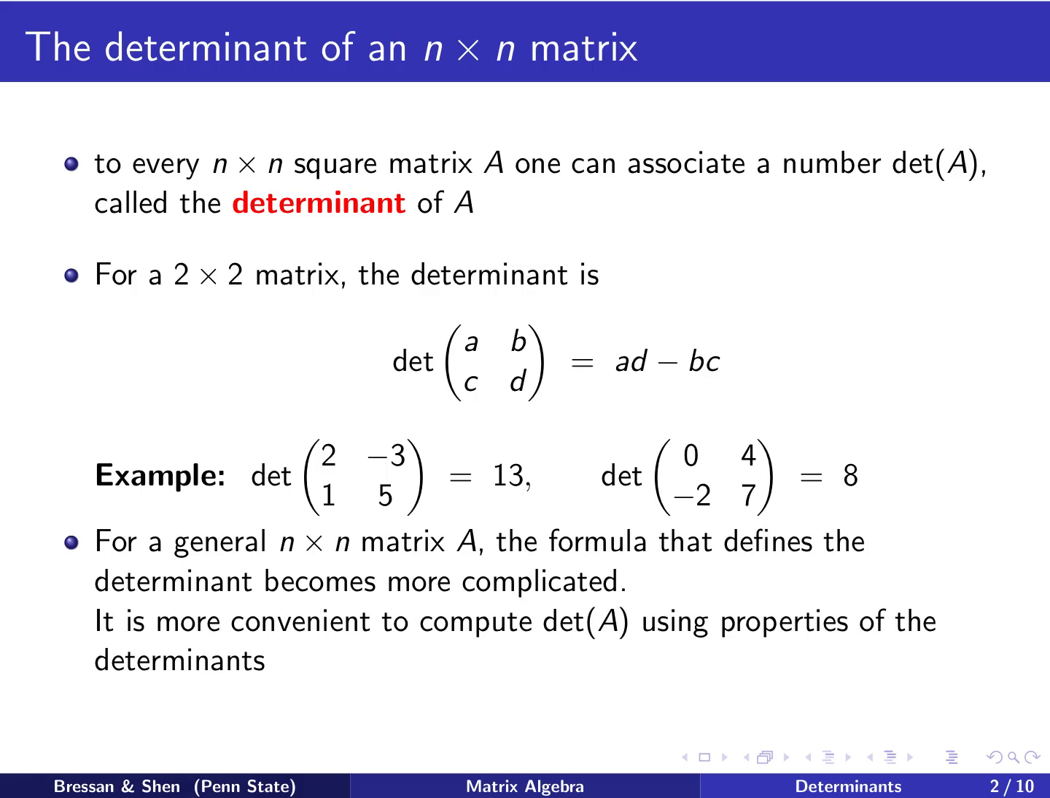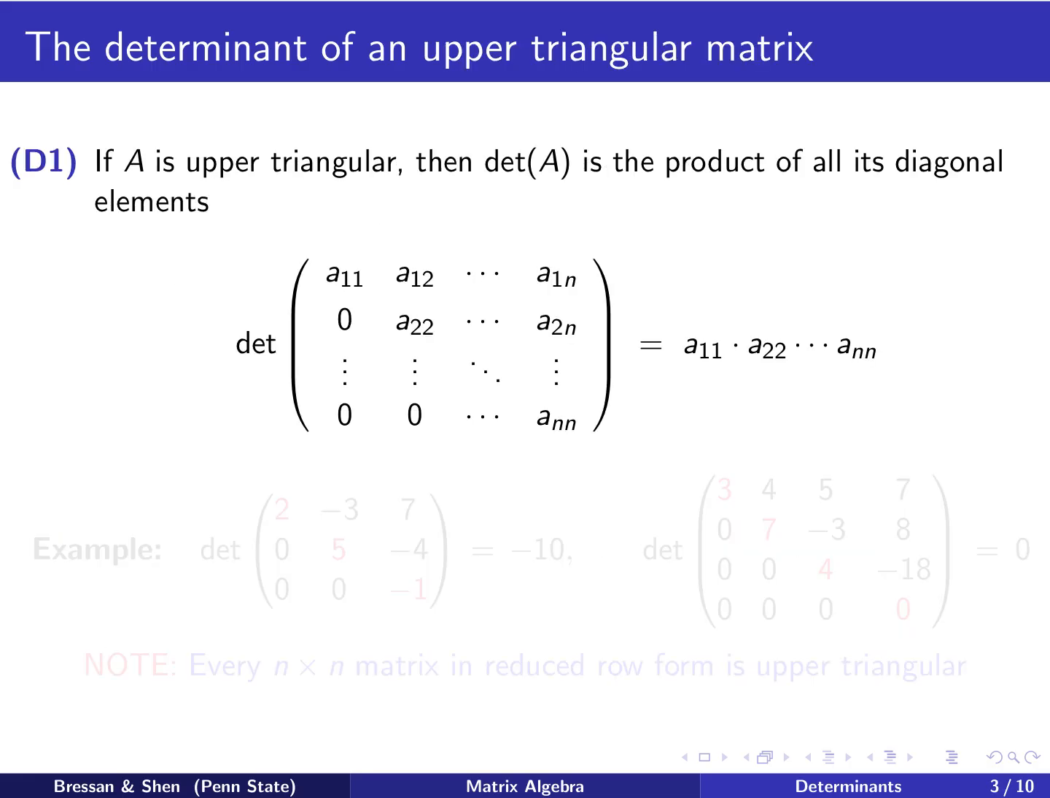Now for a general n by n matrix A, the exact formula to compute the determinant is rather complicated. So we will now introduce a way of computing the determinant of A using the properties of the determinant. We will now go through a sequence of the properties.